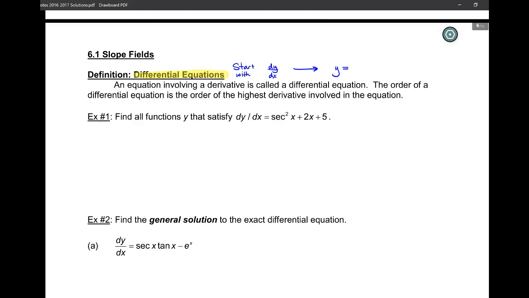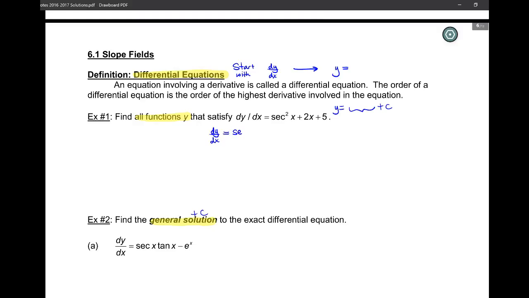We're going to look at a little bit of different terminology here. In example one, it says find all functions y that satisfy dy dx. And this one says find the general solution. They both mean the same thing. They basically say we want to get y equals, right? And then we're going to have some function, and then we're going to have a plus c at the end. And same thing for this one. Whenever it says general solution, we're going to have a plus c. So this is what we're going to do.